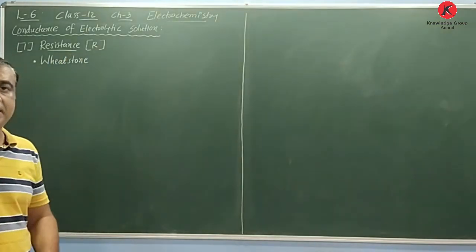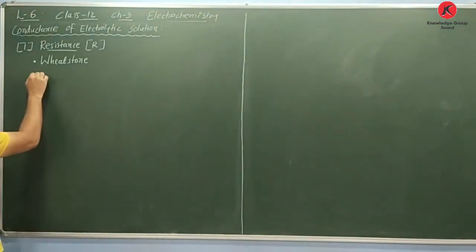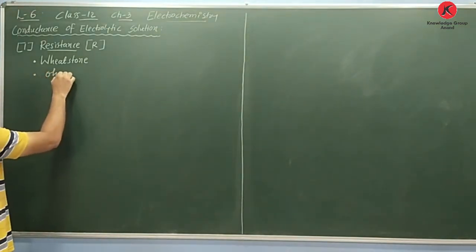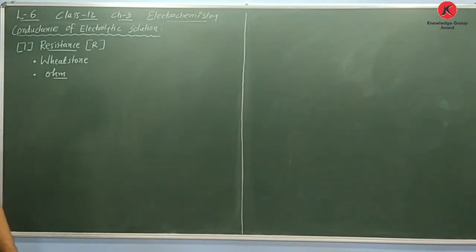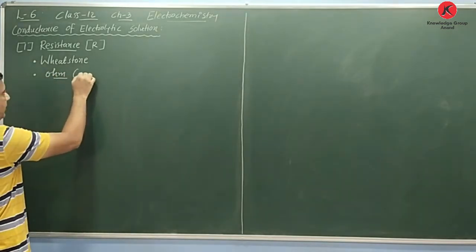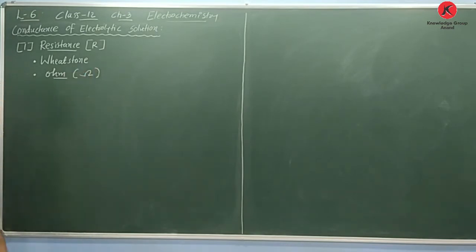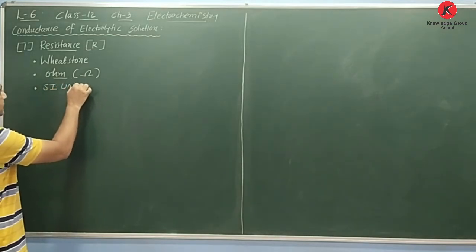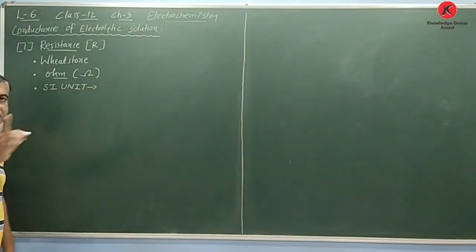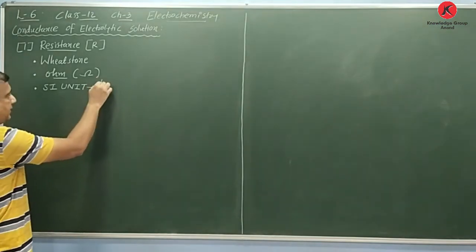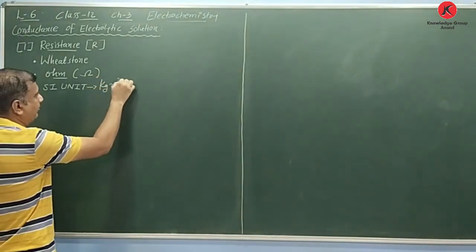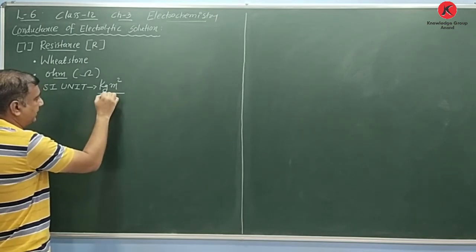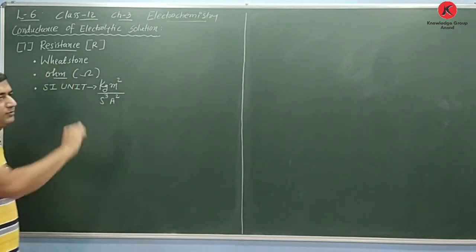Resistance is measured in which unit? It is measured in the unit ohm, and this has a symbol like this. We know that in SI units, 1 ohm equals kg meter square second cube and ampere square.